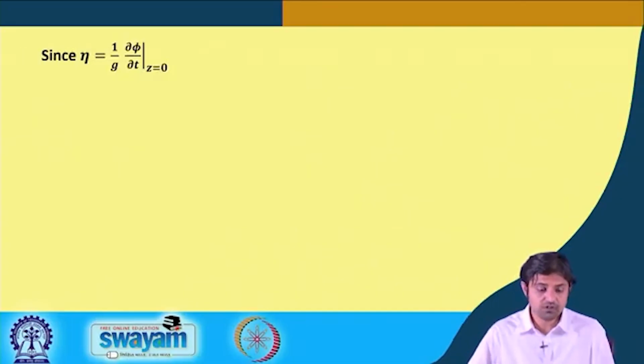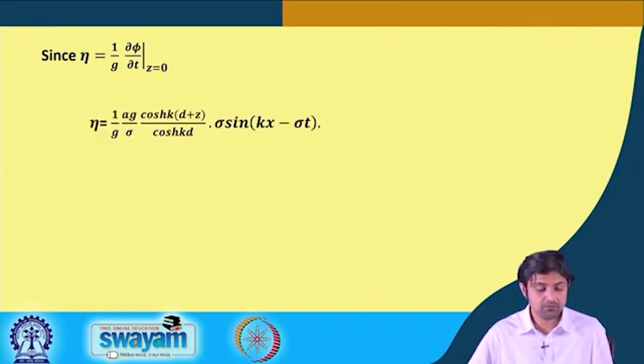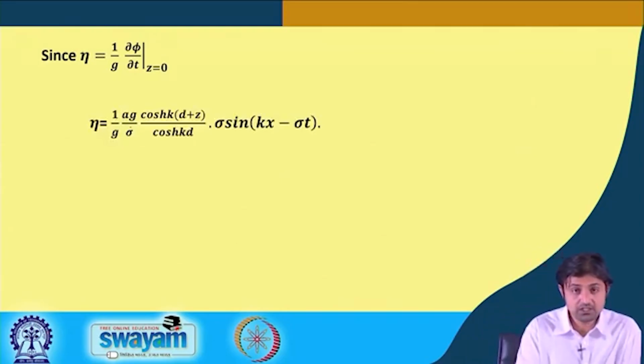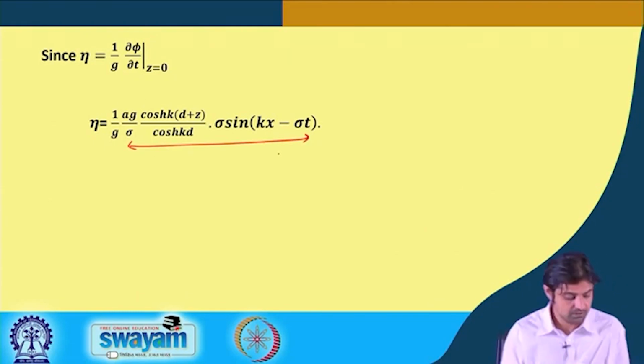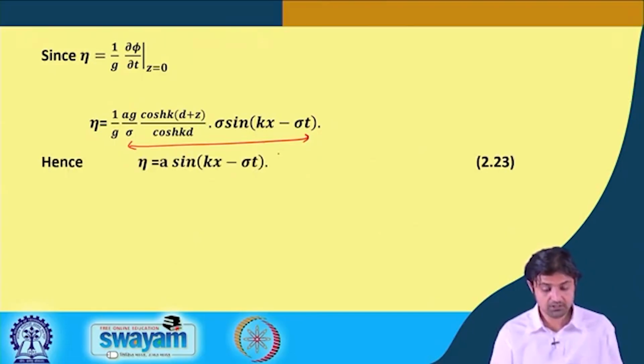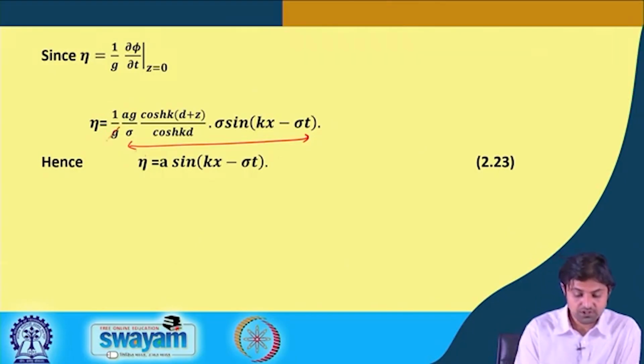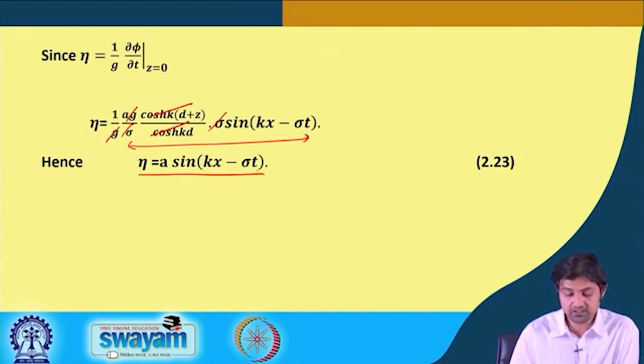Now, because we have got the velocity potential, we can finally write the term for eta. We are going to check. So, eta can be written as 1 by g times A g by sigma times del phi del t at z is equal to 0, which will come out to be this one. So, this g and g will cancel, sigma and sigma will cancel. At z is equal to 0, this will also get cancelled. So, simply we are left with eta is equal to A sin k x minus sigma t.